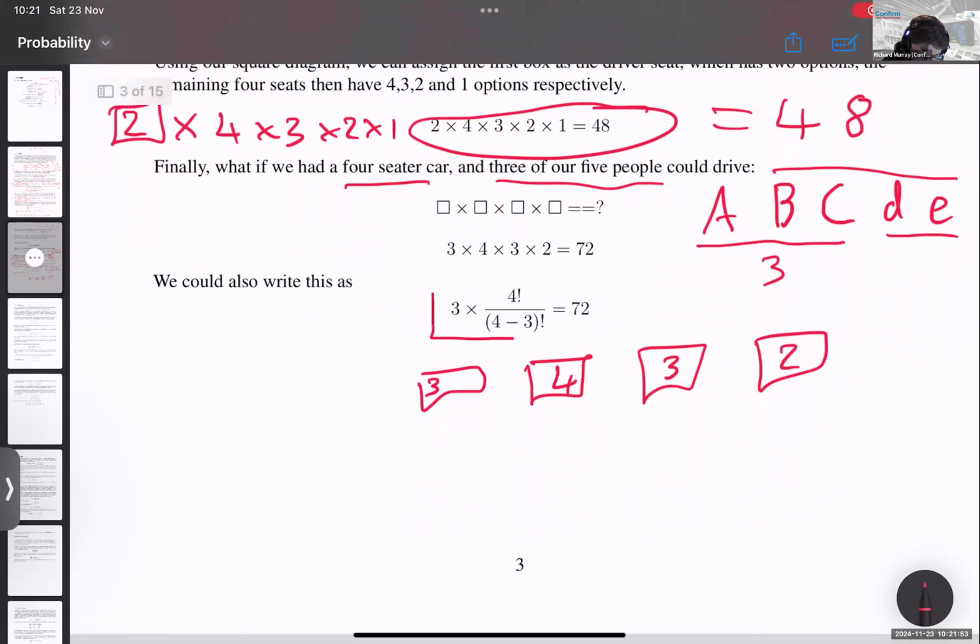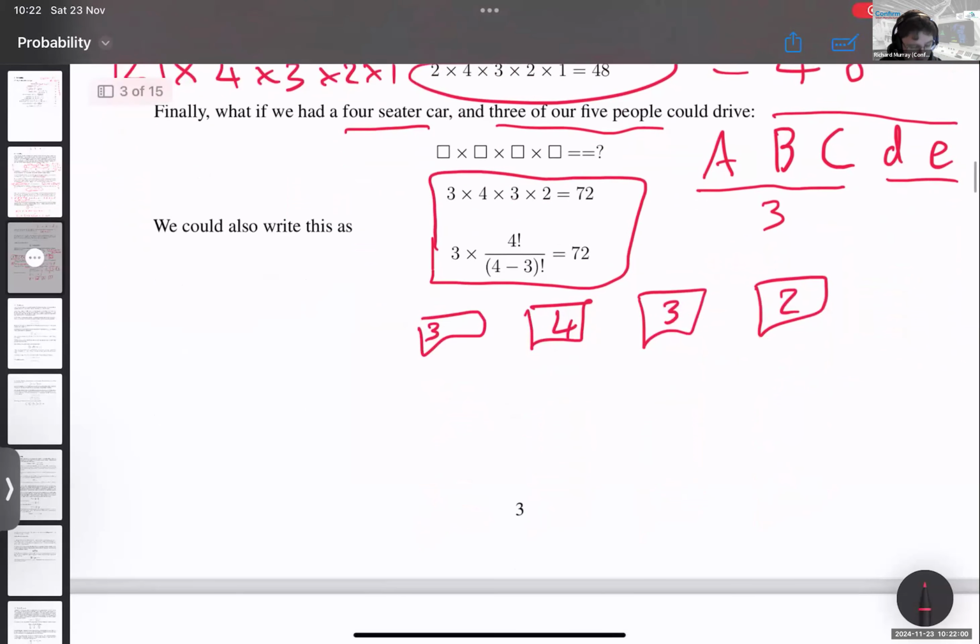This is where we can start changing the way that we are doing our notation to make use of our permutation formula, which makes running our calculations a little bit easier.